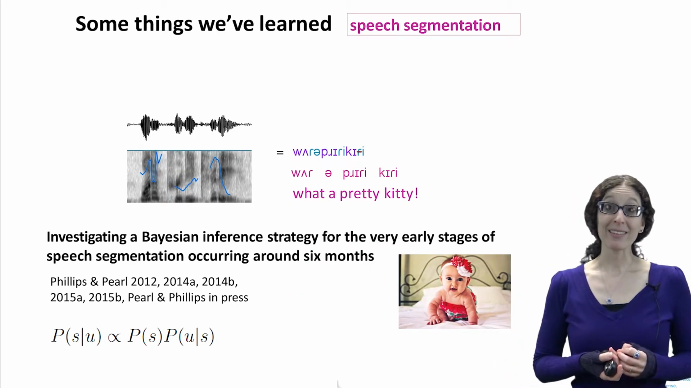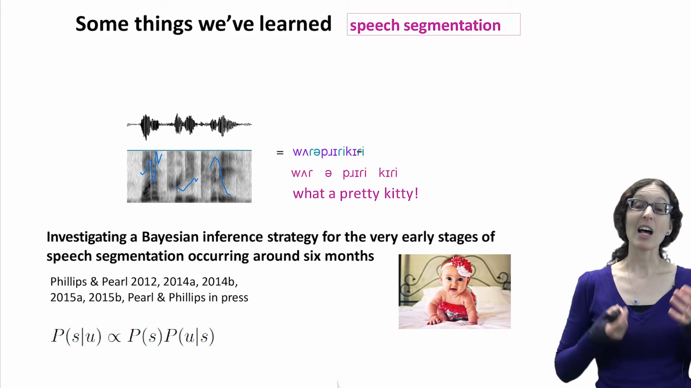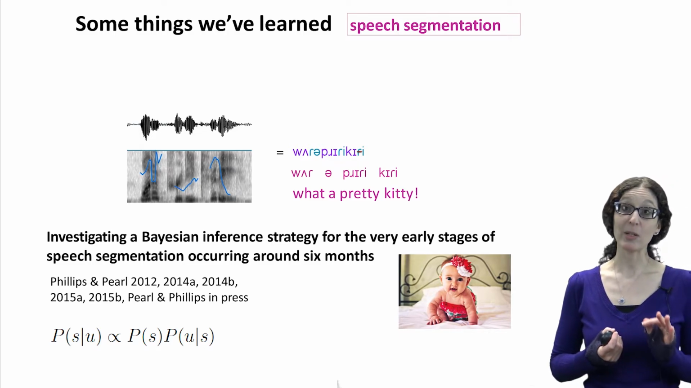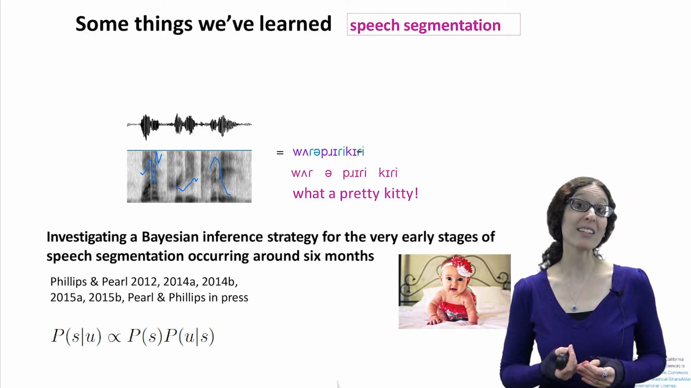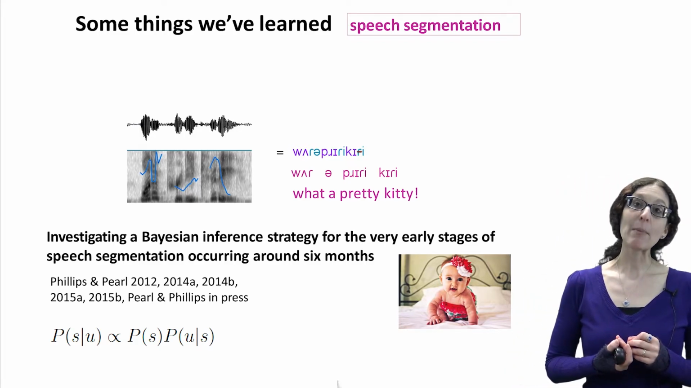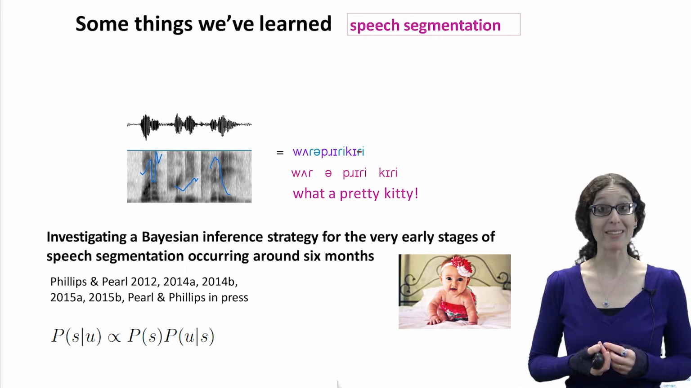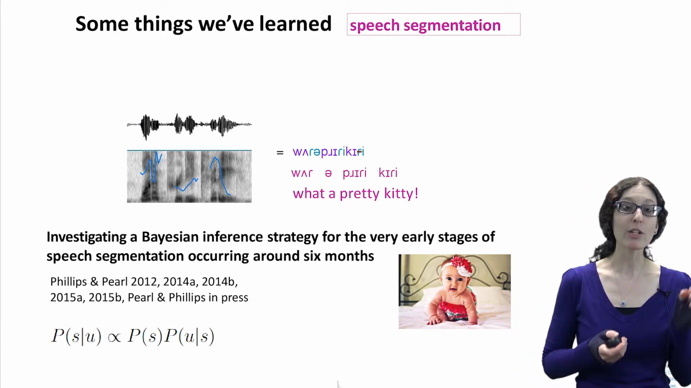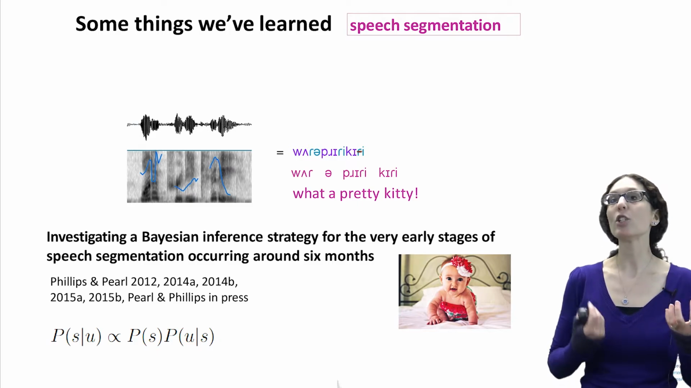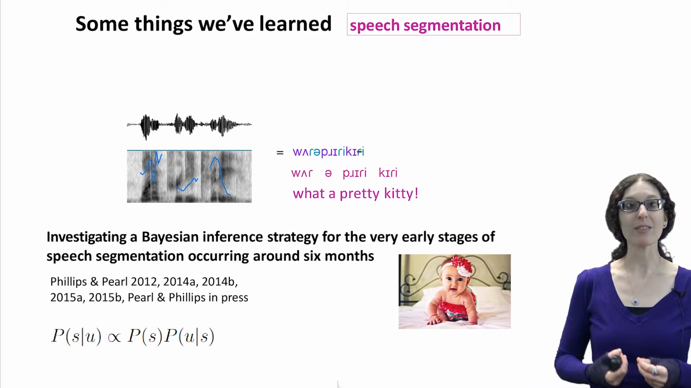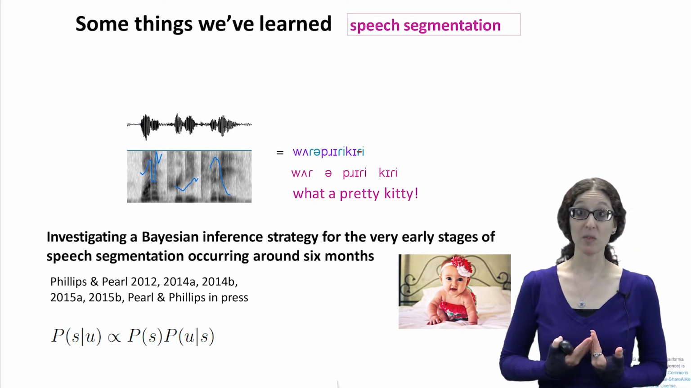So recently in my lab, we've investigated a certain type of learning strategy for the very early stages of speech segmentation that occur around 6 months of age, so little tiny babies, right? And the particular type of strategy uses something called Bayesian inference, which is represented by that equation down there in the corner. So what I want to do is give you the intuition of what that's doing. So the intuition of Bayesian inference as applied in this case to speech segmentation.